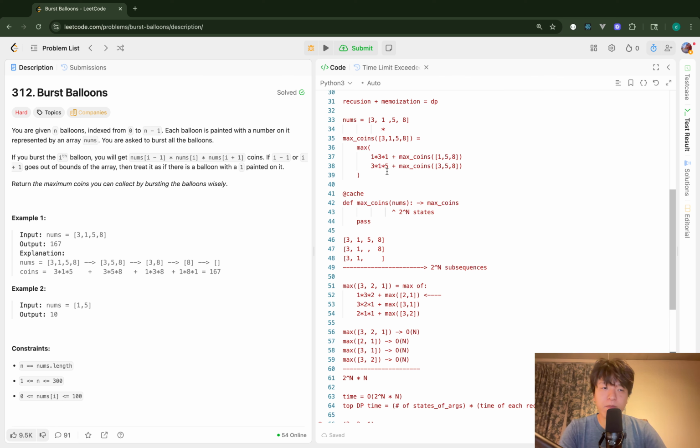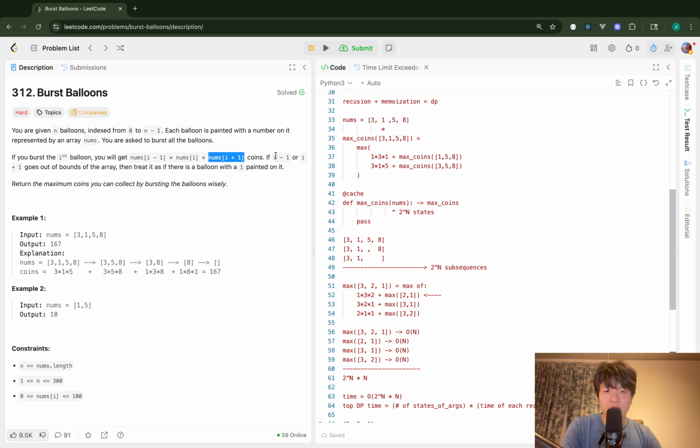Firstly, let me quickly read the question statement again. In this question, I'm given n balloons indexed from 0 to n minus 1. Each balloon is painted with a number on it, represented by an array nums. You are asked to burst all the balloons. If you burst the ith balloon, you will get nums[i-1] times nums[i] times nums[i+1] coins. So it is the number of the burst balloon times the left adjacent number times the right adjacent number. That is the number of coins I can get when I burst the ith balloon.